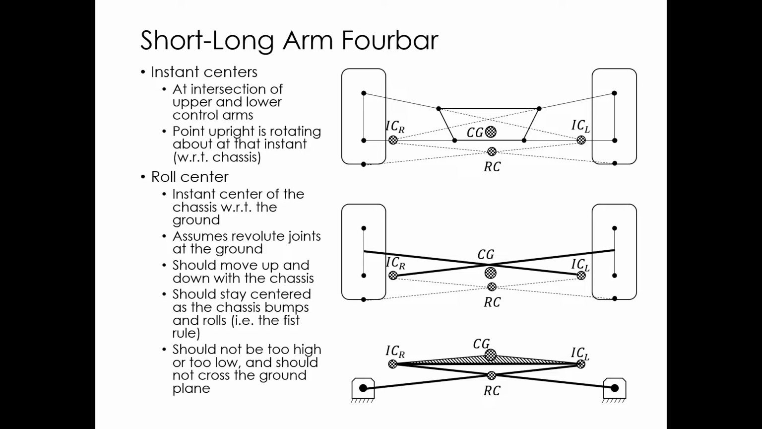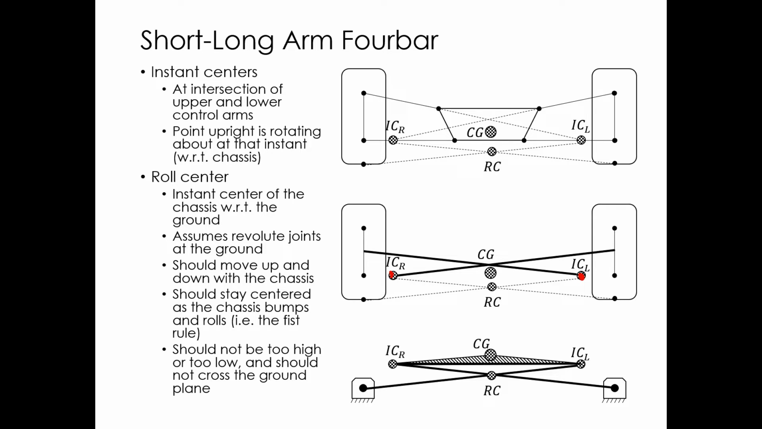So we can tune this by moving these links around. What's going to be important are going to be the instant center locations. So you take the upper and lower control arms, find those intersection points for each side. That's going to give you the instant center. So the instant center for the right suspension would be here. Instant center for the left suspension would be here. So what we're going to do now is we're going to approximate the behavior of the suspension as if it was a swing arm. So we're going to say the left suspension is swinging about this instant center. We're going to say the right suspension is swinging about that instant center.